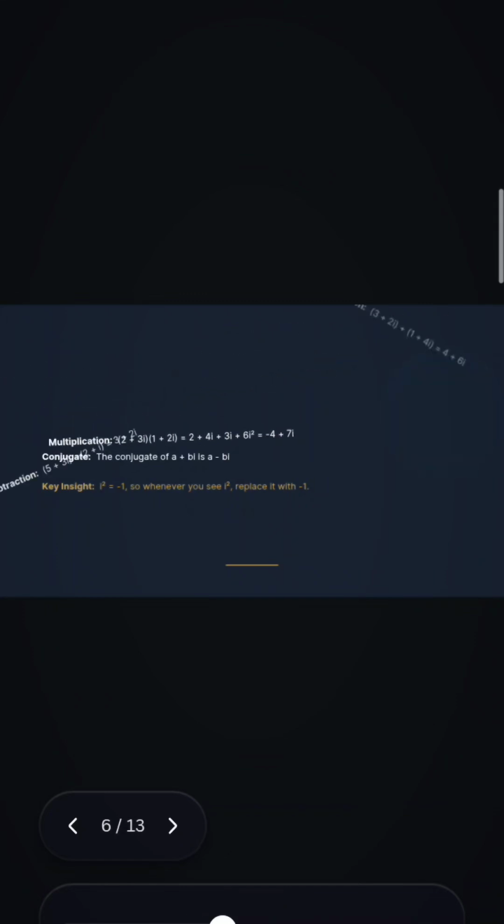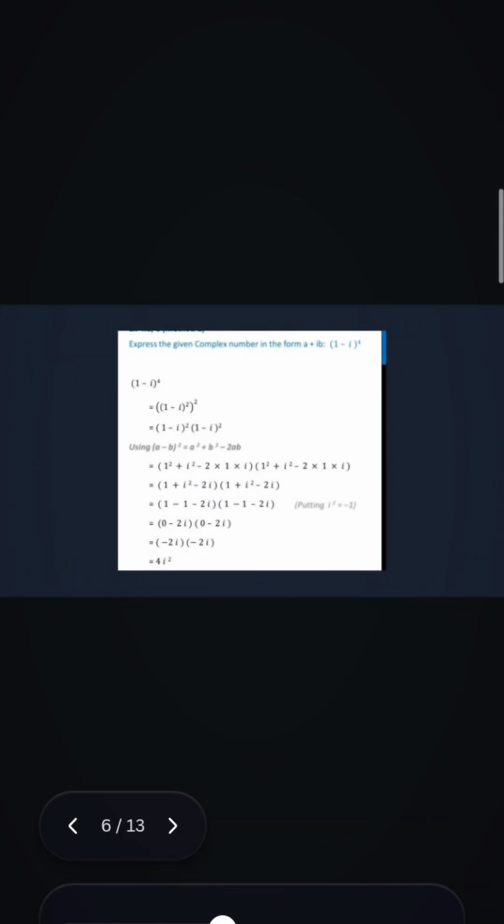Now next, here are some examples of how to solve them. We have taken the identity (a - b) whole squared, which gives a squared + b squared - 2ab. By putting in this identity we get our final answer 4 iota squared, which can also be written as -4 because iota squared is -1.